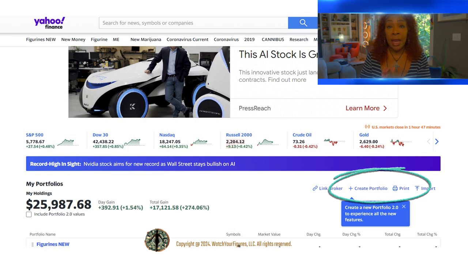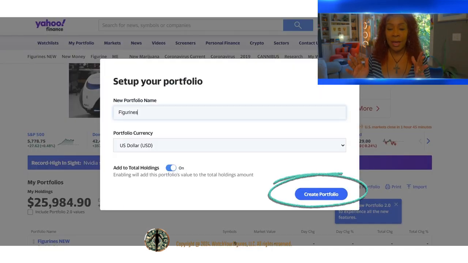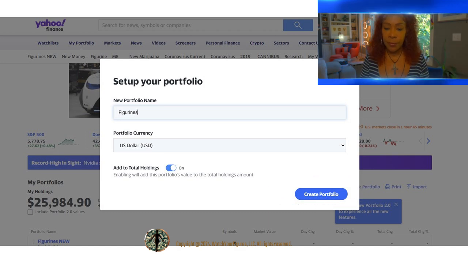Now, we can name this anything we want. I'm going to name this figurines after my figurines, right? We're going to go ahead and name it whatever you want to name it. It's yours. Do what you want to do with it.